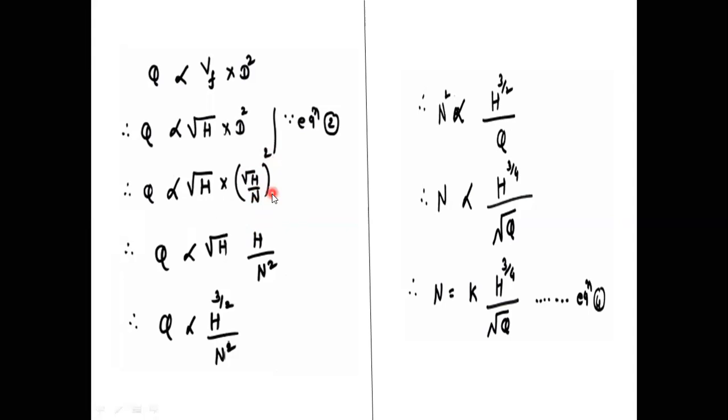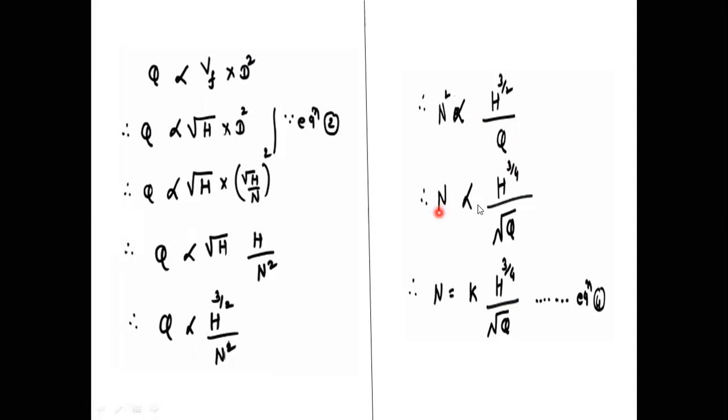Here N raised to 2 is N square. H raised to 1 half and H raised to 1, the base is the same, so we have to sum the indices. 1 plus 1 half is equal to 3 by 2. So Q is directly proportional to H raised to 3 by 2 divided by N square. Now N square is directly proportional to H raised to 3 by 2 divided by Q.